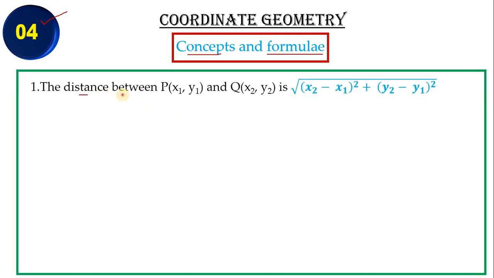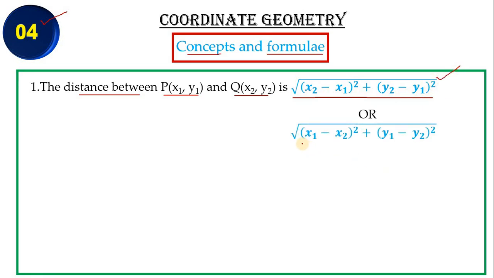First one, the distance between P(x1, y1) and Q(x2, y2) is given by the distance formula, children, very important. Definitely you will have one question on this formula. Root over (x2 minus x1) whole square plus (y2 minus y1) whole square. And this formula can be written like this also: root over (x1 minus x2) whole square plus (y1 minus y2) whole square.